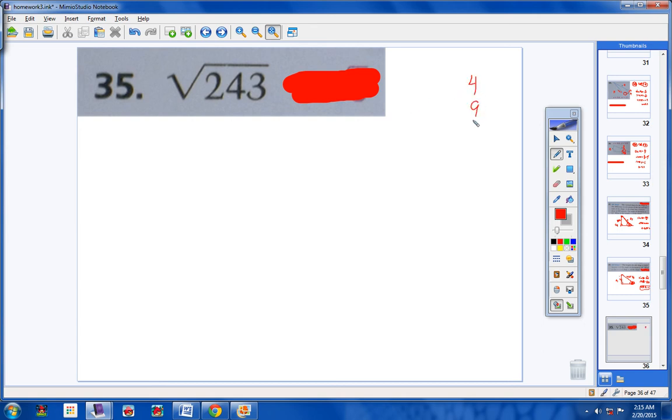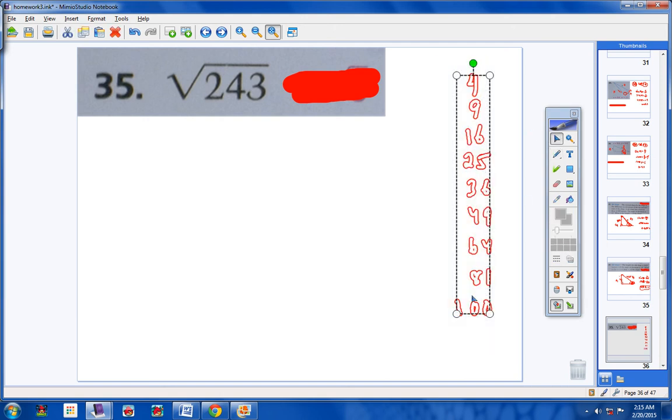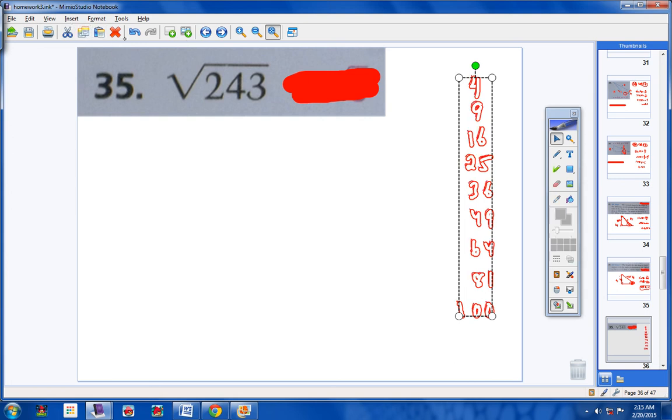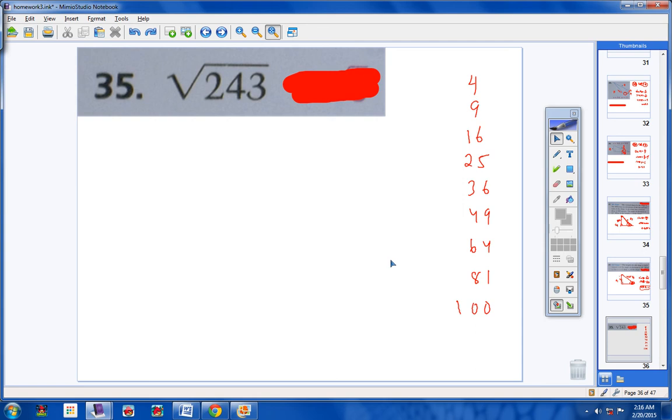So real quick, I'm going to write my perfect squares right here. And let's copy those so we have those. And here we go. Now, I'm not sure which one of these numbers will go into 243 evenly. Maybe none of them, okay? But what we're going to have to do is kind of work our way down through here. And right away, I see that 9 does. So instead of putting 243, I'm going to put 9 times 27, okay? Because 9 times 27 is 243.